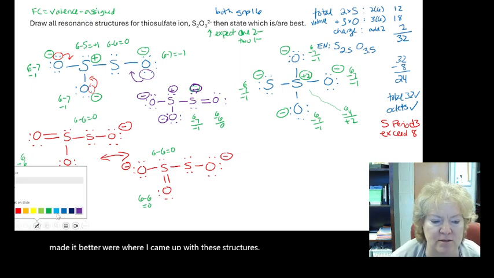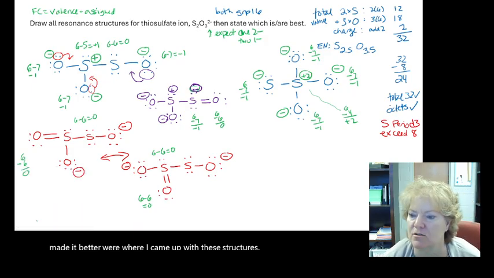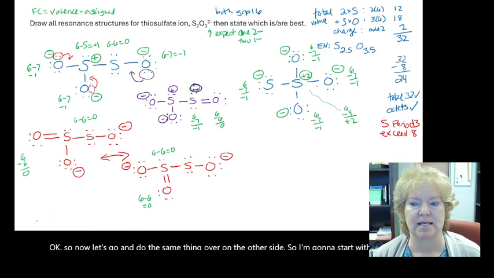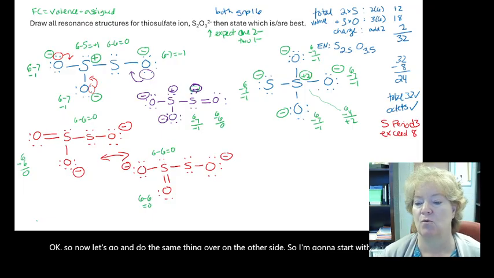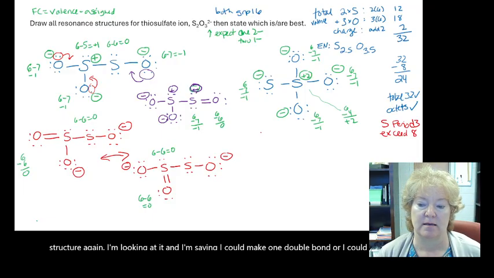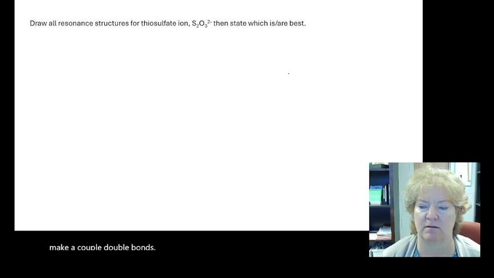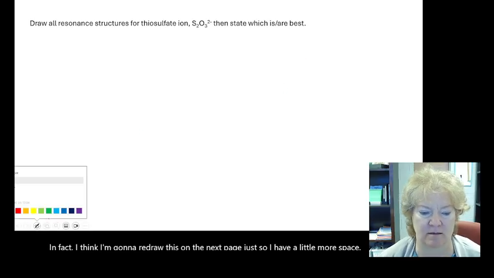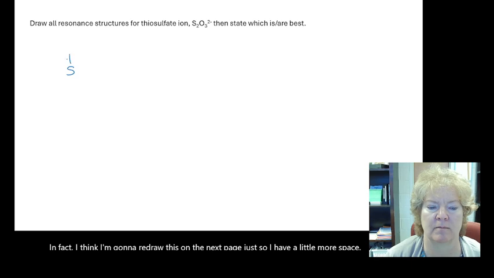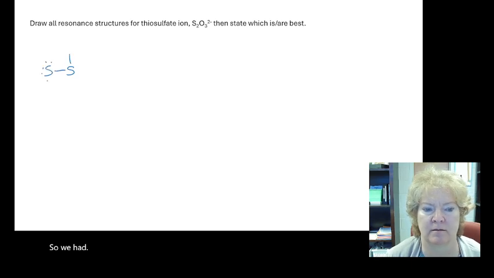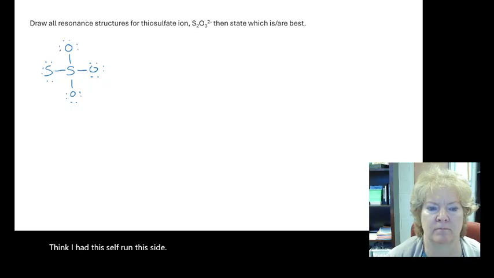Okay, so now let's go and do the same thing over on the other side. So I'm going to start with this structure. Again, I'm looking at it and I'm saying I could make one double bond, or I could make a couple double bonds. In fact, I think I'm going to redraw this on the next page just so I have a little more space. So I think I had this sulfur on this side. And this was negative. All of the outer ones were negative. And the inner one was 2+.